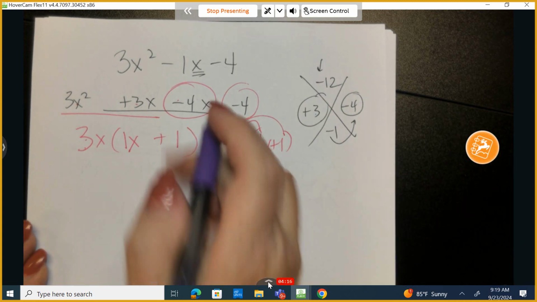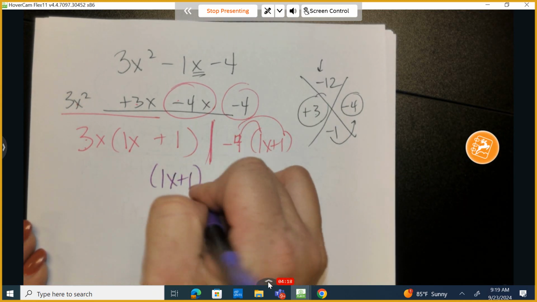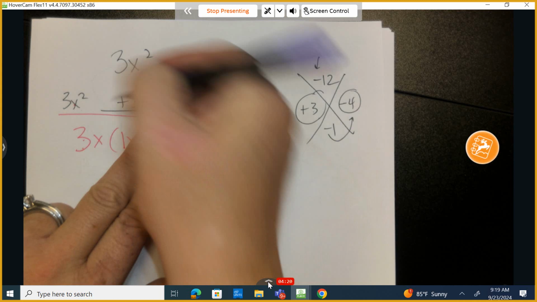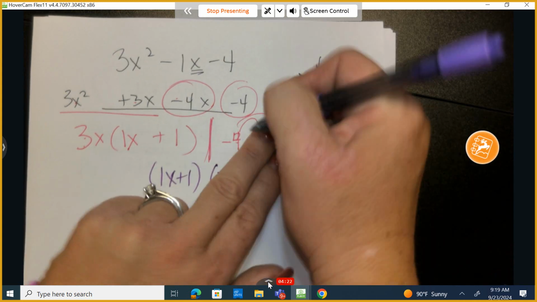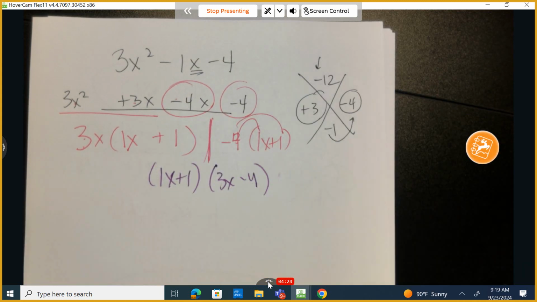The front and the back both contain a 1x plus 1, which is the same as x plus 1. In front of the first is a 3x. In front of the back is a minus 4.